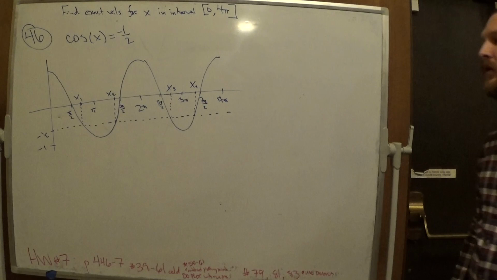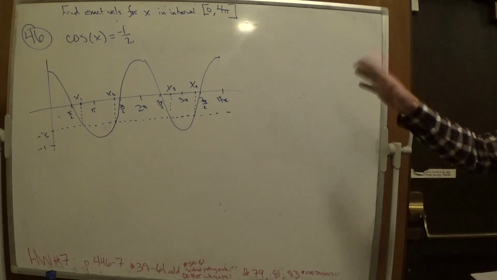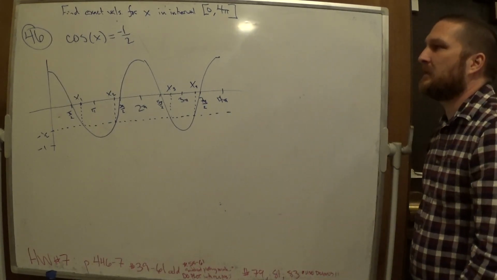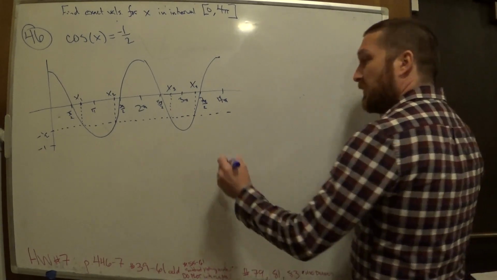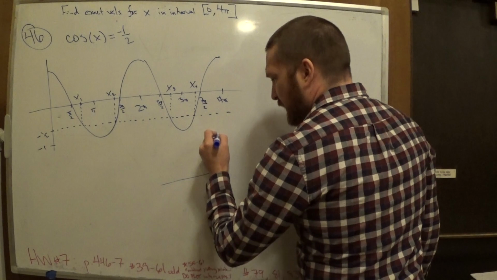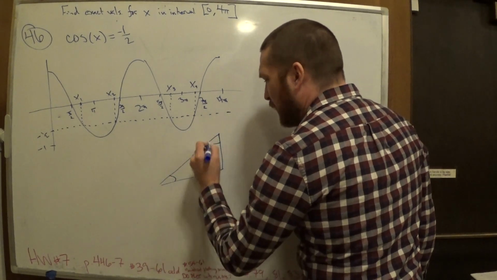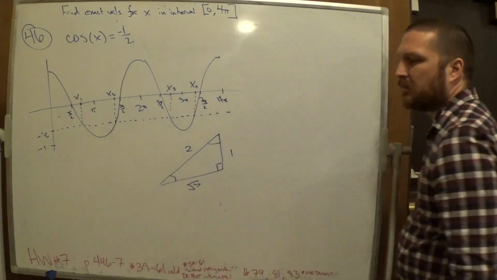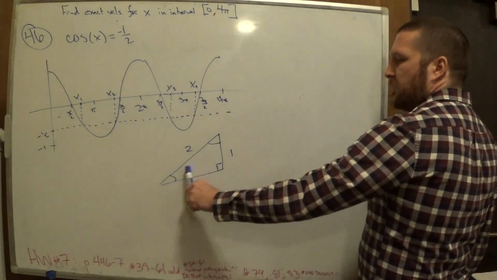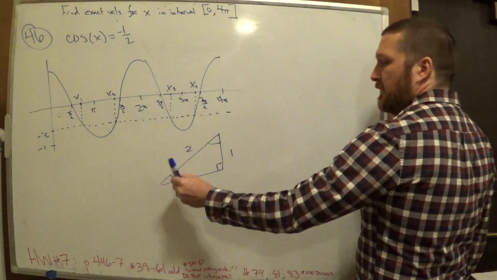But okay. So, what triangle do you know has a 1 and a 2 in it? 30, 60, 90. So let's draw that guy. Notice I don't care about orientation. This is how I always draw this triangle. What are my angle measures in here? Pi over 6 and pi over 3.